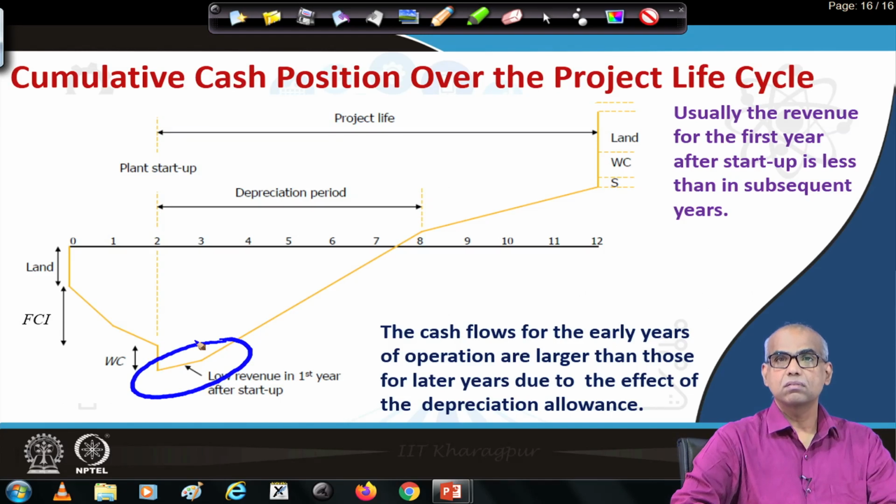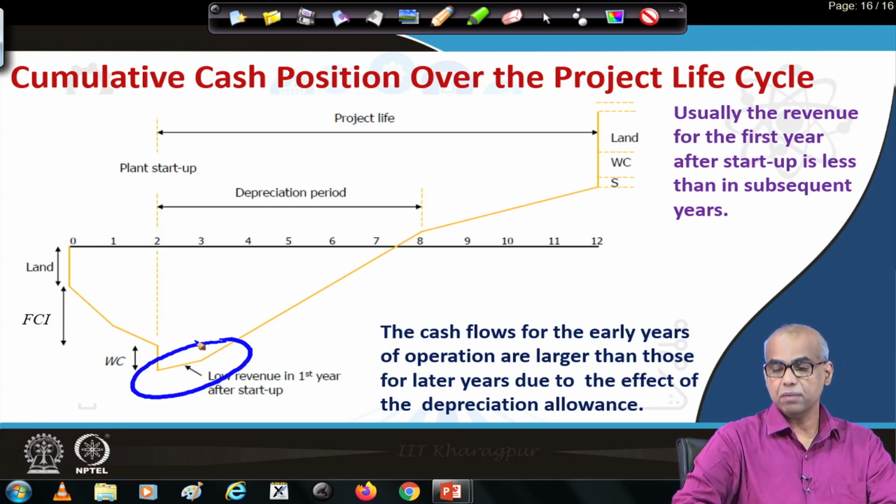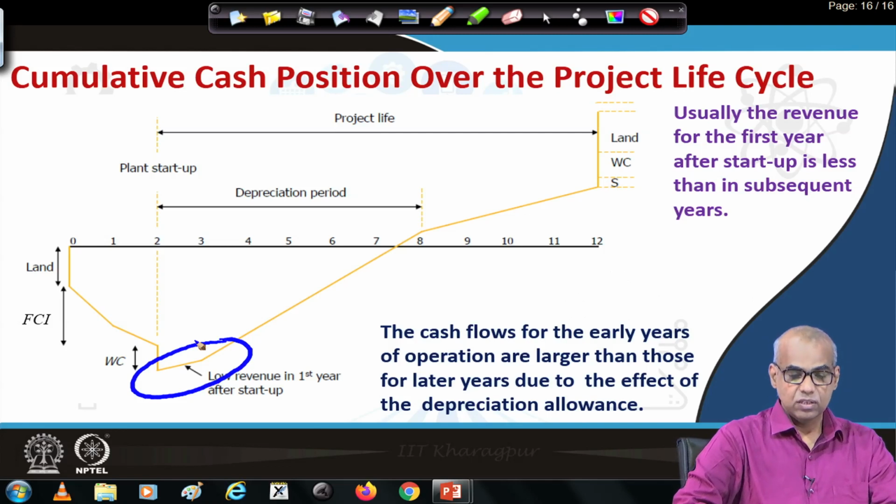This is because immediately after startup, your project or plant will not operate at its maximum design capacity. It may take at least 1 year from the startup to run at its full design capacity. So, usually the revenue for the first year after startup is less than in subsequent years. So, that is what is shown by different slope there.